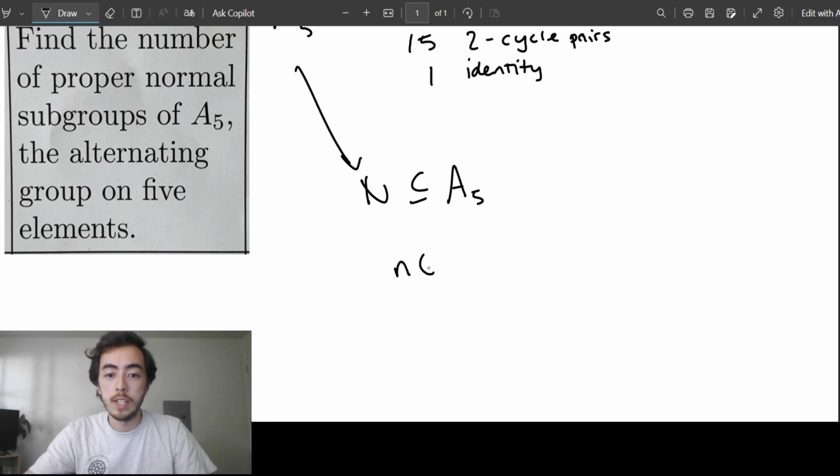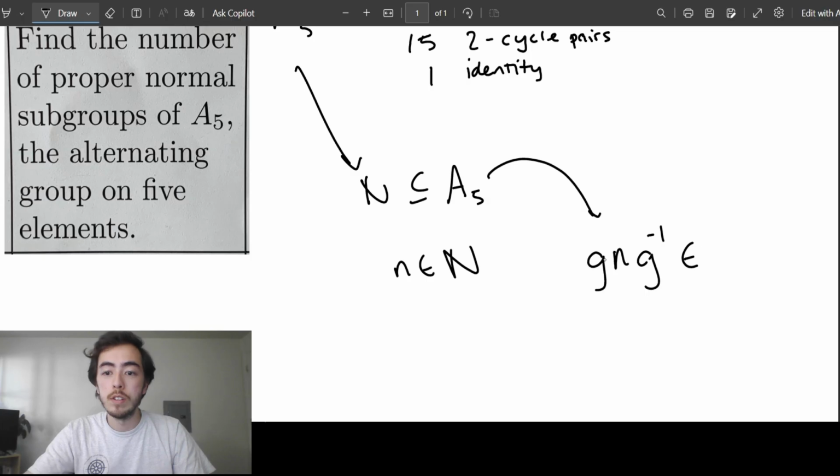Namely, for the element little n in our normal subgroup N, if I decide to put some element, let's just say g, from A5 and apply it to the left, and its inverse on the right, this new composition right here must still be in my normal subgroup N.